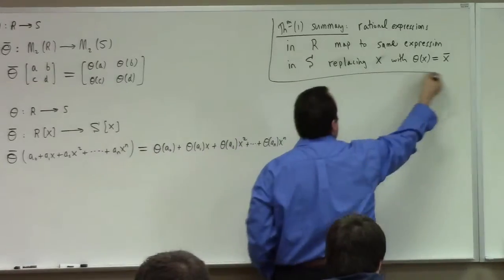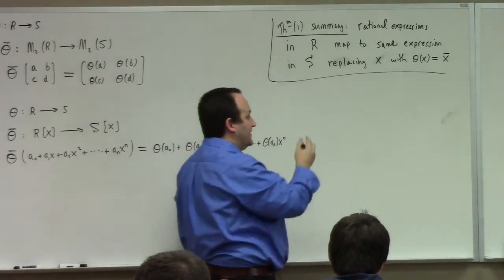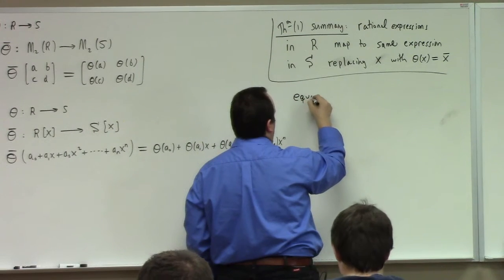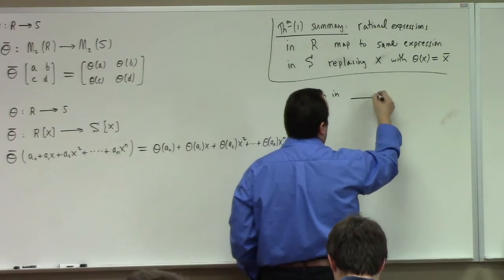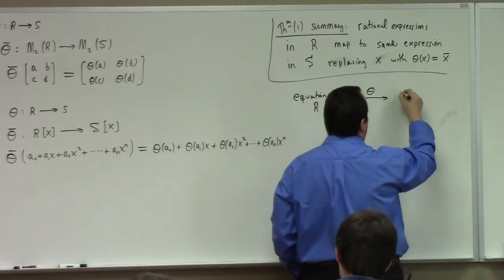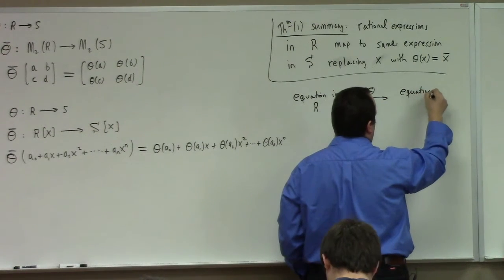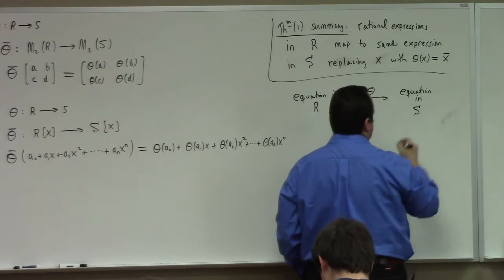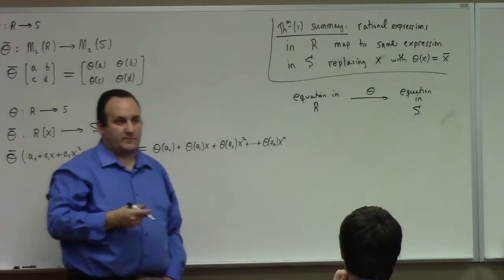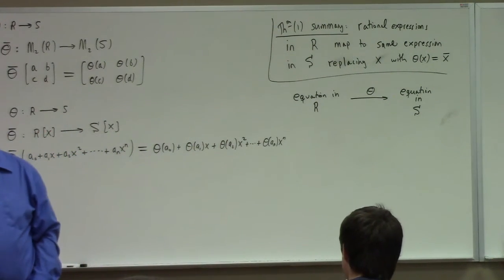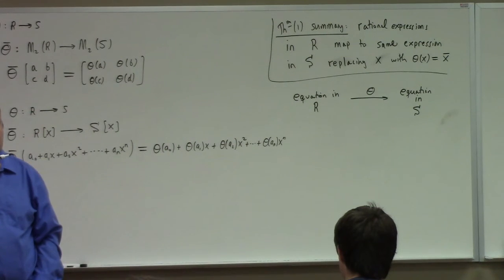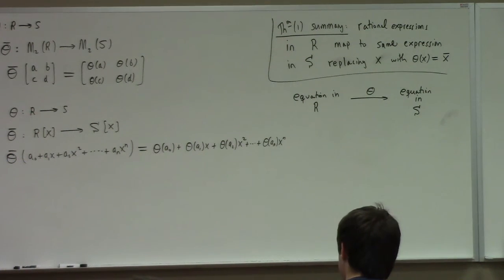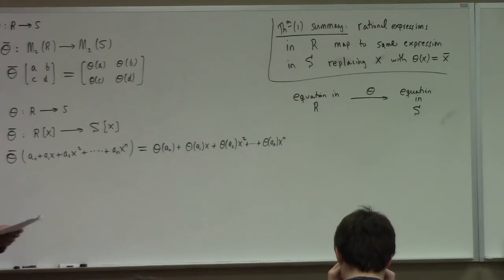And if you think about that, that's really quite nice, because it says that if I have an equation in R and I map with theta, I have to get the same equation in S, right? So there's a connection between solution sets of equations in homomorphic rings. That is actually a very powerful observation. Let me show you how.